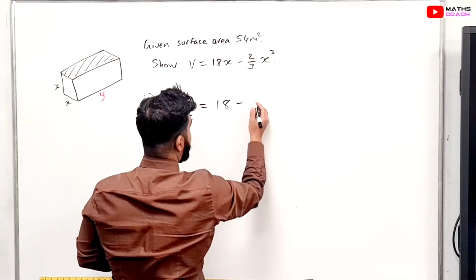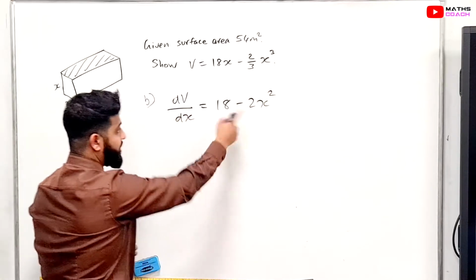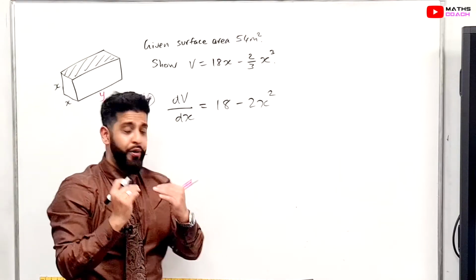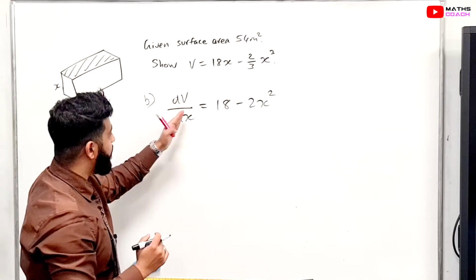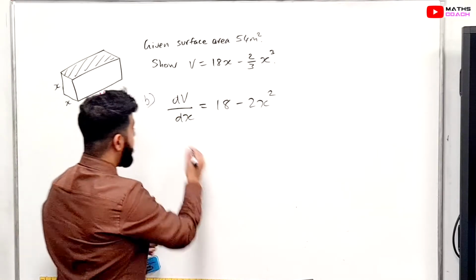The 3 drops down here, cancelling with this, so minus 2, take 1 away from the power. So this is what we have. Now, maximum and minimum points are also stationary points, so we have to make this equal to 0 to find what the value of x is at those stationary points. So make this equal to 0.